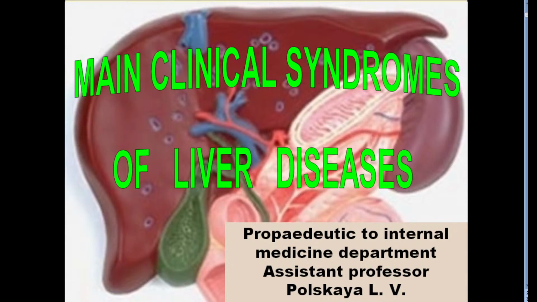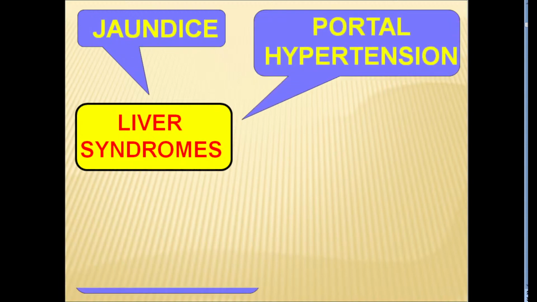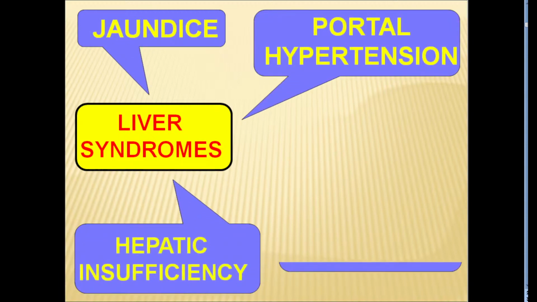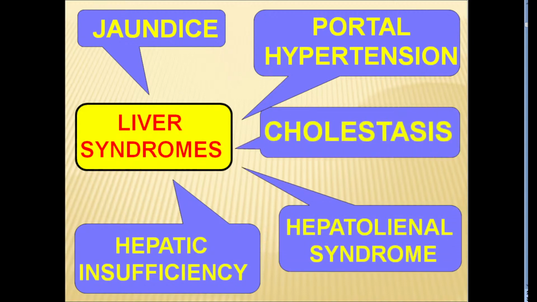Today we'll talk with you about main clinical syndromes of liver diseases. And we'll stop on such syndromes as jaundice, portal hypertension, hepatic insufficiency, hepatorenal syndrome, and cholestasis.